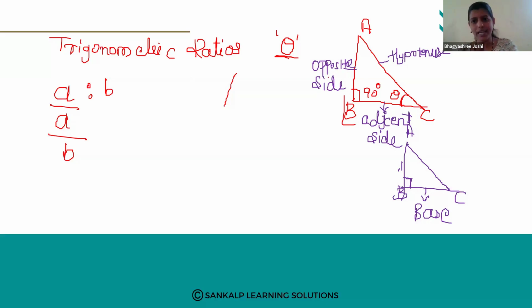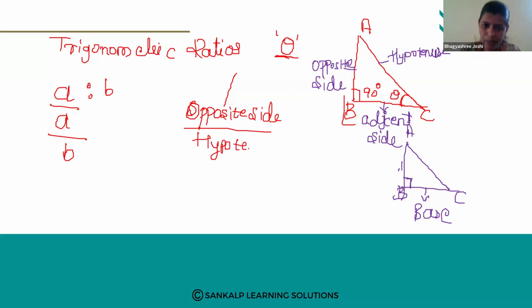So if I take opposite and hypotenuse, what do we call it? Opposite side divided by hypotenuse. So this is one ratio I am taking. It means I am comparing opposite side and hypotenuse. So what do we call this ratio? Sin theta. Yes, sin theta is equal to opposite side divided by hypotenuse, right?